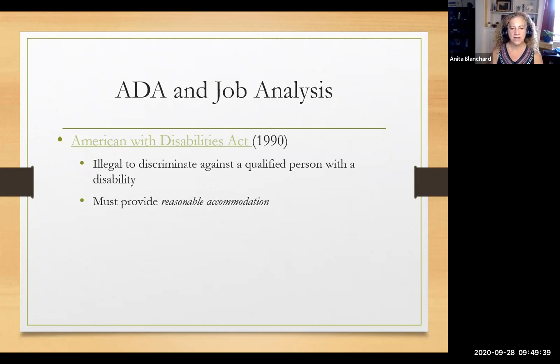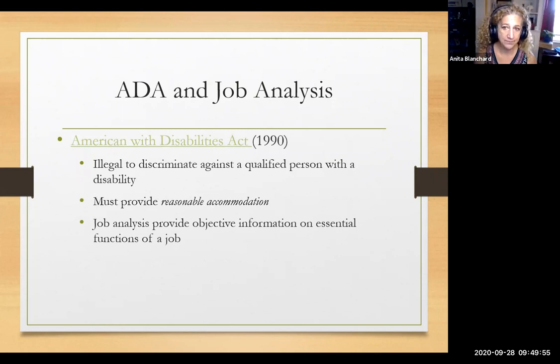Organizations must provide a reasonable accommodation. Okay. I'm going to come back to reasonable accommodation, but let's just go through what that means. Job analysis provides objective information on the essential functions of a job. If someone can perform the essential functions of a job and they're qualified, but you don't hire them because they have a disability, then you are breaking the law. That's against the law. So the organization must provide a reasonable accommodation.